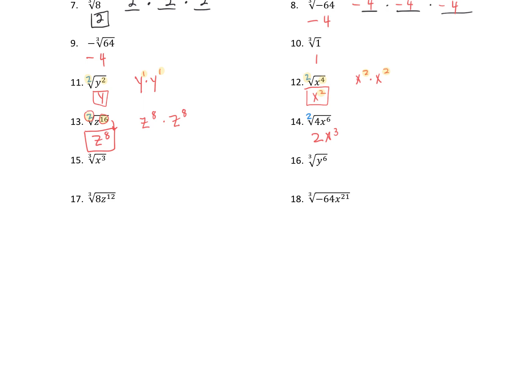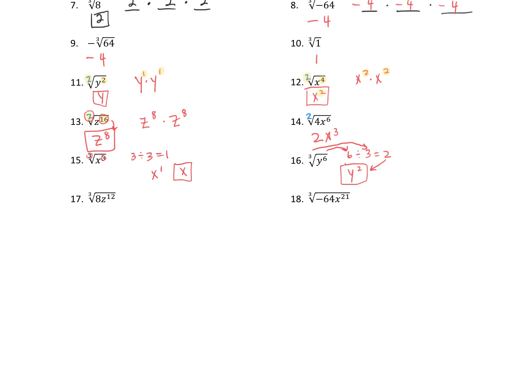Okay, we've got a few more. We have a cube root of x cubed. So this is the same process. You're going to divide exponent divided by index, or exponent divided by root. So your new exponent will be a 1. So x to the first, or just x. Here we have exponent divided by index is 2. So this is going to be y squared. Okay, so exponent divided by index or root gets you your new exponent.